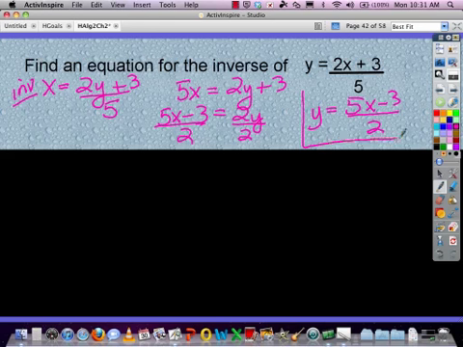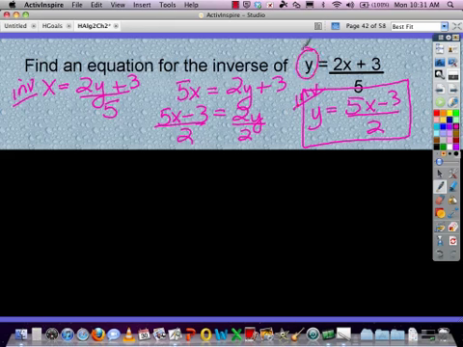If you wanted to rewrite that, yes, you could have y equals 5 halves x minus 3 halves, and that would be appropriate as well. In other words, divide the 2 into both parts. So there's our equation in proper form for the inverse. It is solved for y. You need to keep that in mind. Anytime you're writing an equation, you want to have y by itself.